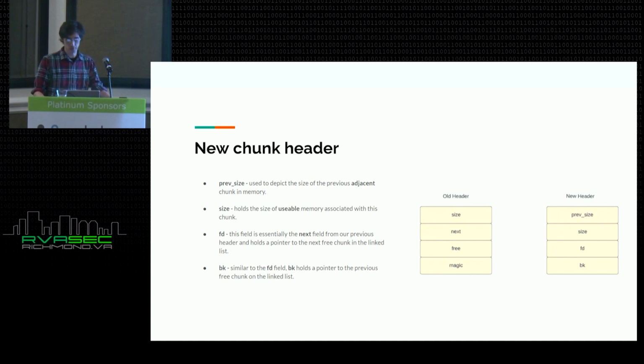We also need multiple pointers now. So rather than having just a next field, we're going to have a forward and back pointer. So that'll allow us to establish this doubly linked list. And we're going to get rid of the magic field as well because it's arbitrary. And when it comes to heap allocation and allocators in general, we're trying to be efficient. We're trying to save space. So it does become important to make your header as small as possible.